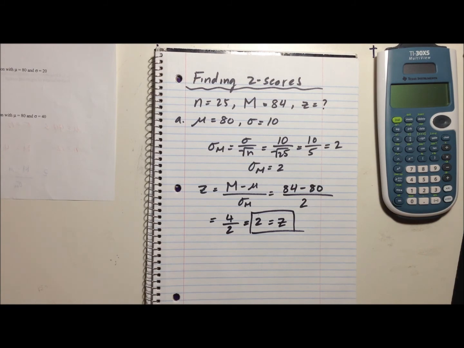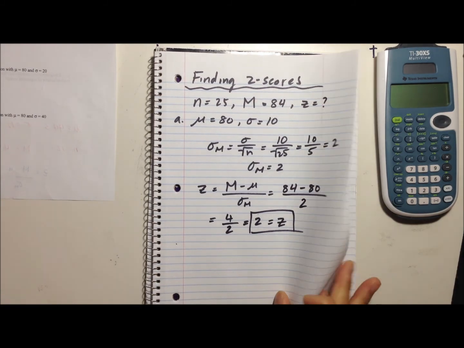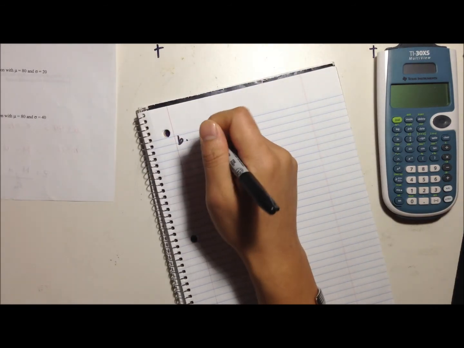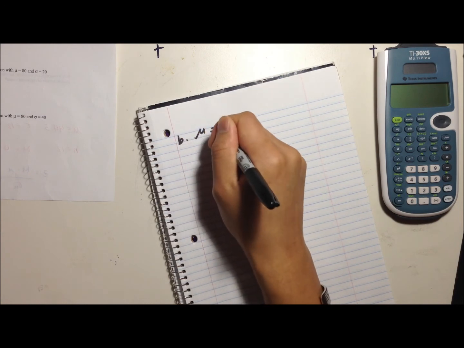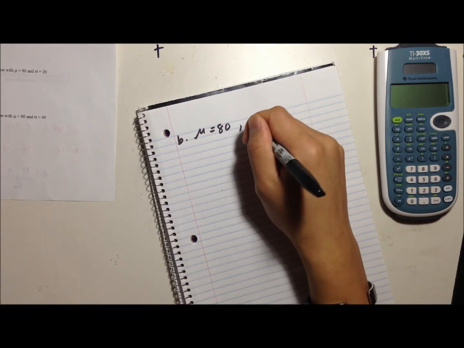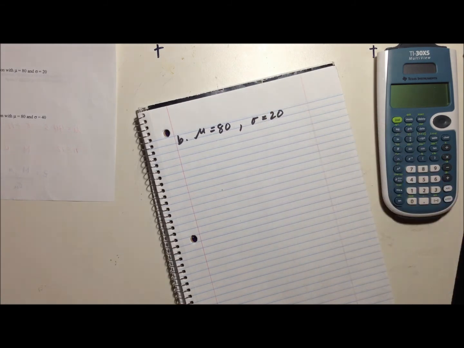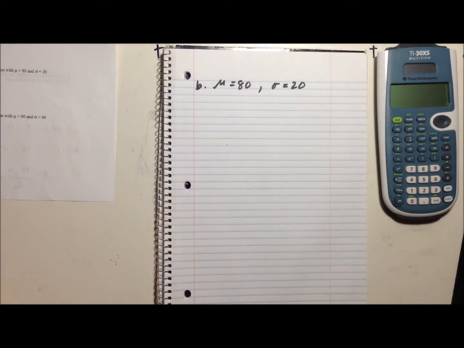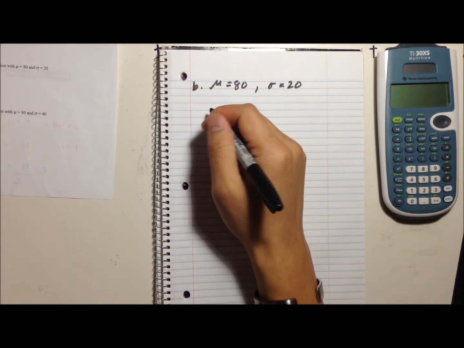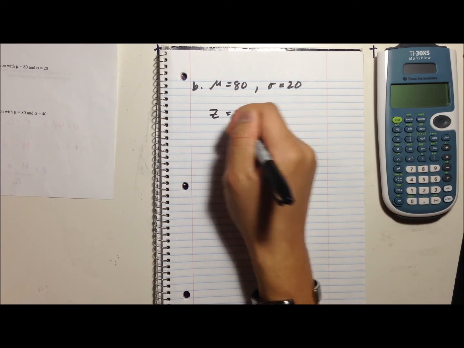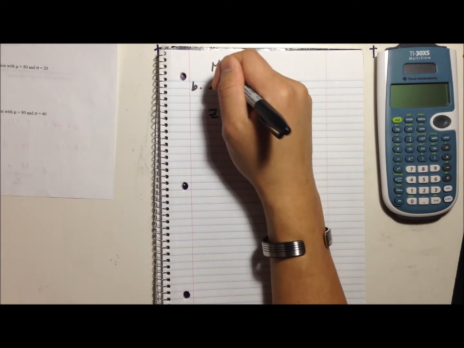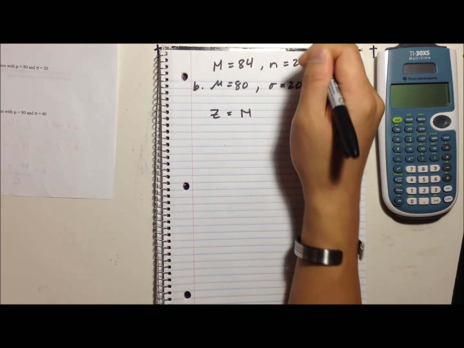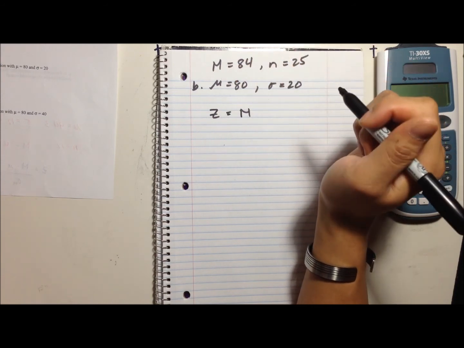Let's try if it was obtained, I'm going to do it on a new page here. If it was obtained from a population with a mu of 80 and standard deviation of 20. Okay? Let's say I saw this problem and I'm like, oh, what should I do first? I'm going to try to find the z-score. Z equals, and our givens were 84 and its n is equal to 25. This is all the variables that we were given.